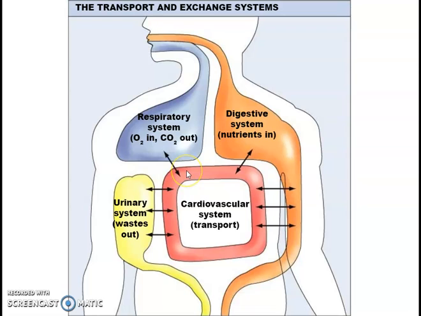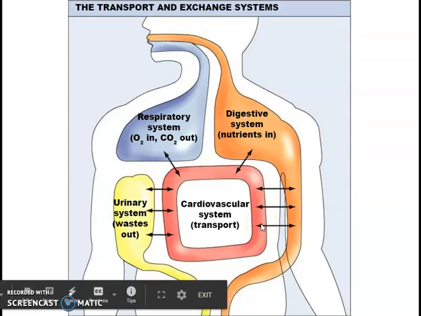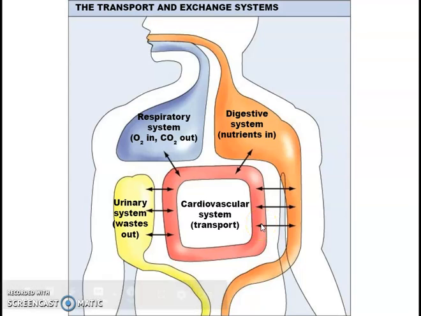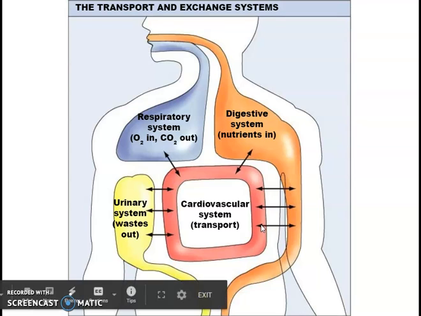All right, so that's obviously one of the main purposes, but it also picks up things from the digestive system. So let's say you eat a big meal, right? You break that down into various amino acids and sugars and various nutrients, and then those nutrients are now picked up by the cardiovascular system so that they can be delivered to whatever cells happen to need, let's say glucose, or it might be transported to the liver for more processing.